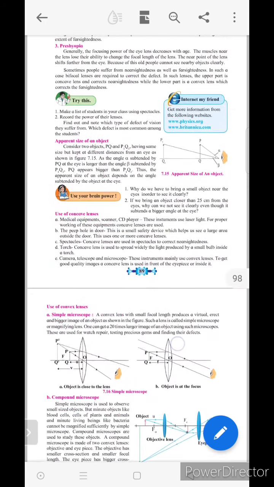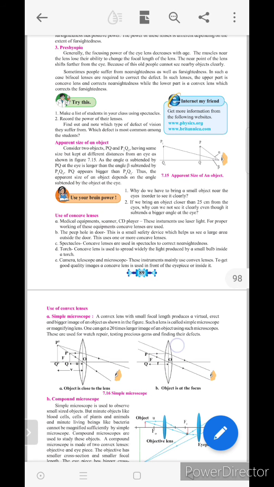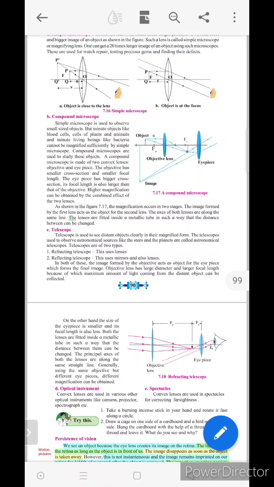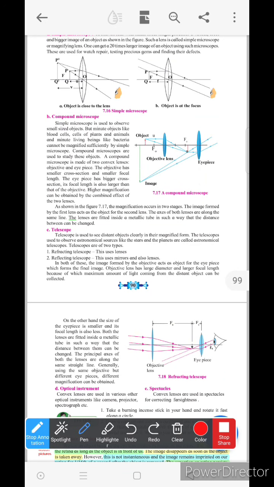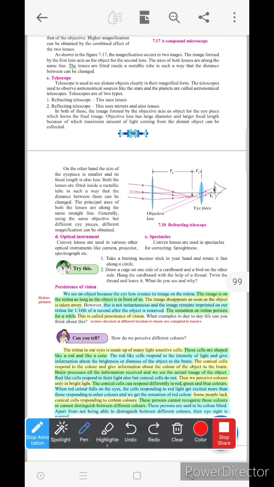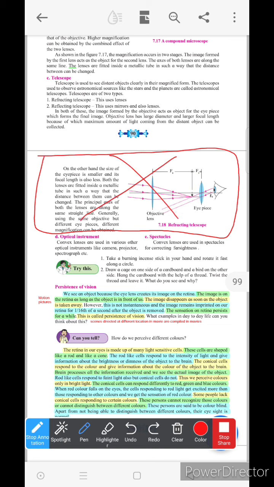89, no reduction. Page number 90, the topic that is telescope, that topic is removed. Again this topic is continued on page number 91. So the continuation of this topic, telescope, is again removed.